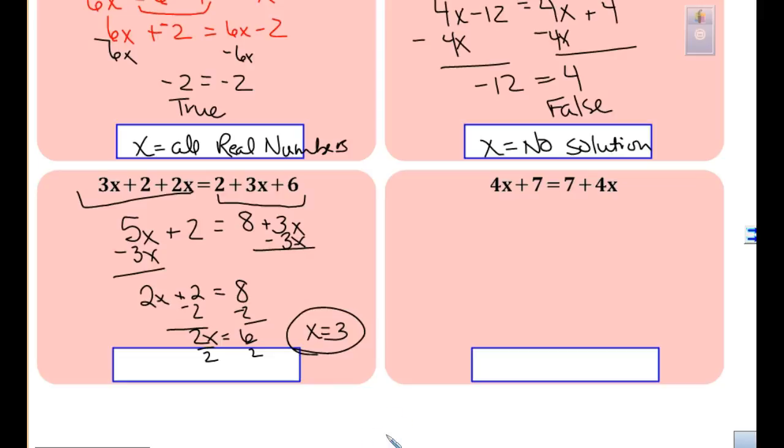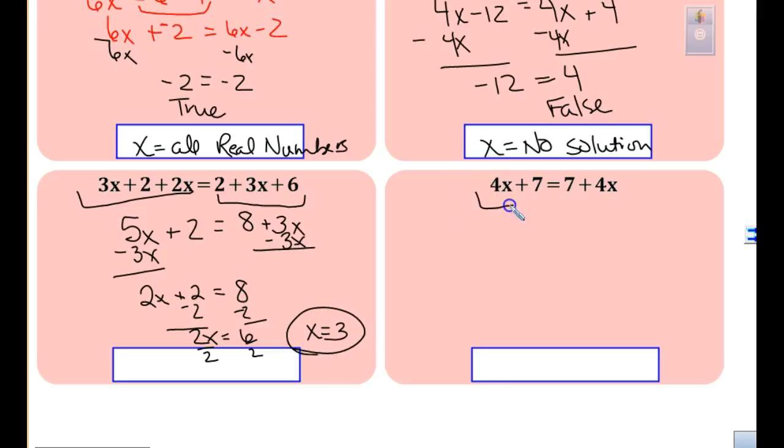And when I've had students do this at this point, they'll go back and tell me, all real numbers or no solution. No, this is the one answer. It's only one answer. There's not every number that works, only 3 works. That's the only one that will make it true when I substitute it back in. So it's like the problems we've been solving.